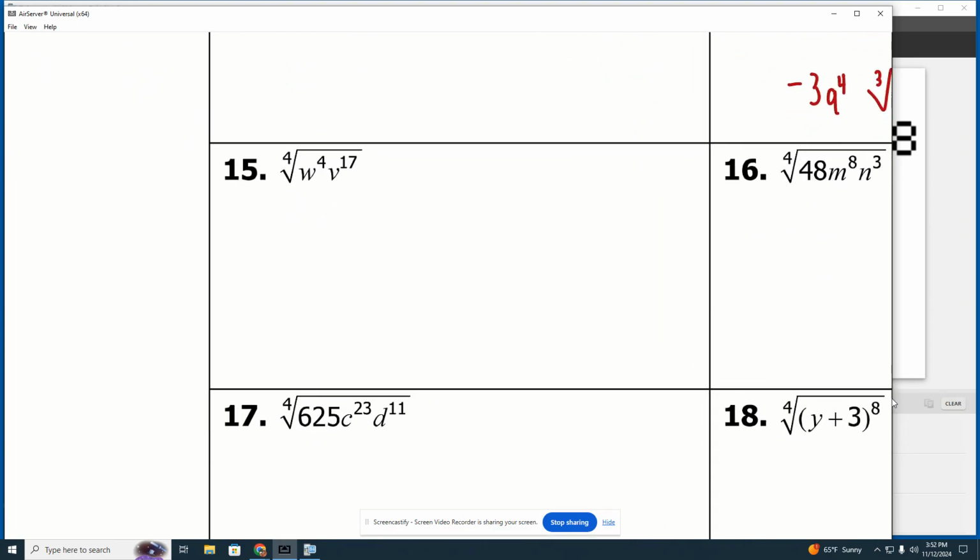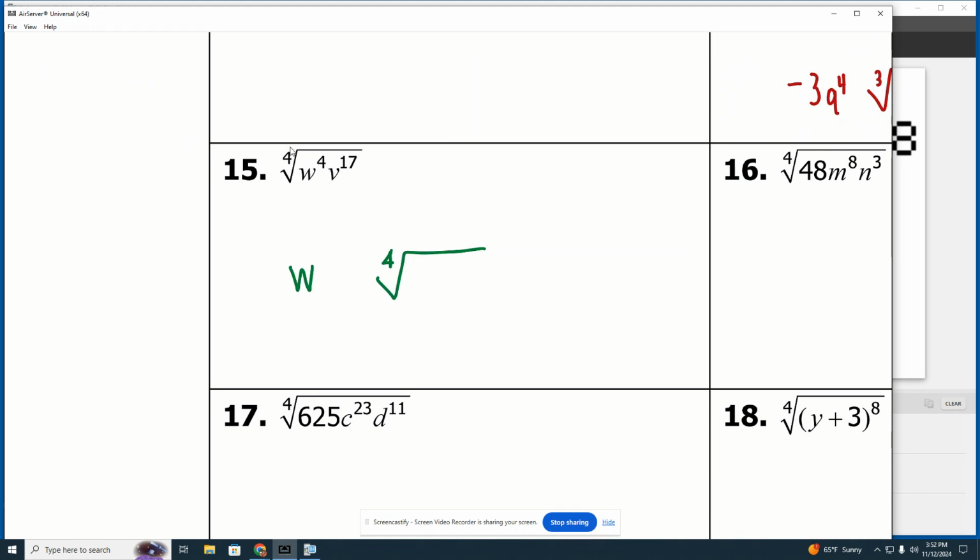And these, of course, are your fourth roots. So we're only looking at our fourth roots. Now, fortunately, on number 15, there's no number. This is just variables, okay? So look at this one. How many times will 4 go into 4? Once. So W comes out once. And what is 1 times 4? Well, it's 4. So that means every single one of these W's came out.